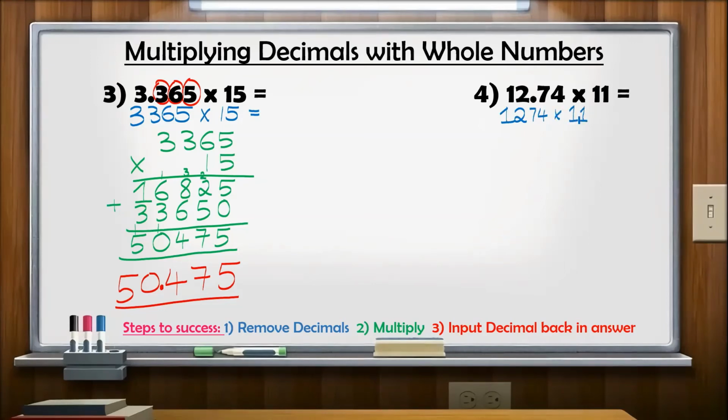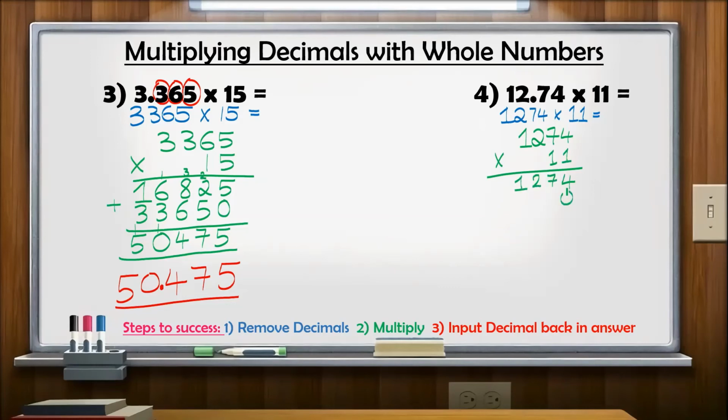Step 2. This requires us to multiply what we now have, 1274 times 11. And again, I will rewrite this question and solve it as I would normally do for any other multiplication problem which involves whole numbers. I will be sticking with my carry-over method. However, if you would like to use any other multiplication method, please feel free to do so. So I'm going to start off by multiplying 1 with 4, which gives me 4. 1 times 7 is 7. 1 times 2 is 2. And 1 times 1 is 1.